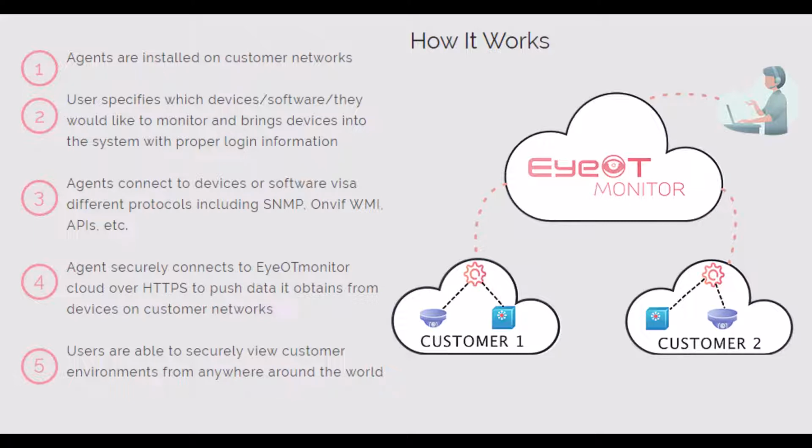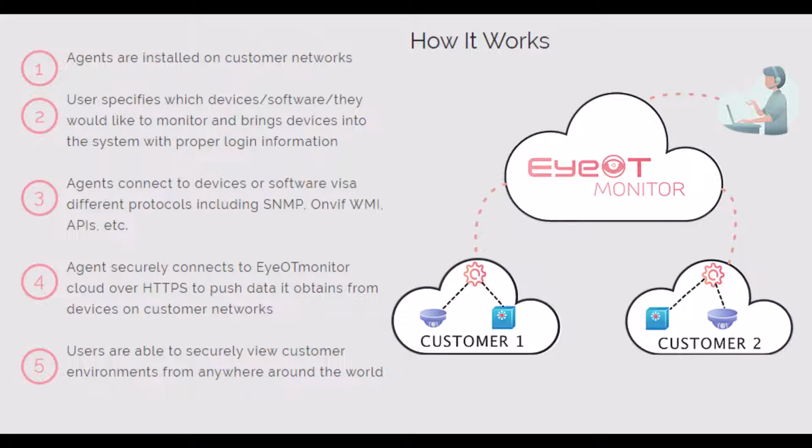EyeOTmonitor allows managed service providers, system integrators, and end users to manage and monitor physical security, smart city, and IoT networks. An agent is deployed on a customer network that pulls data from the devices or software and pushes that data to a secure cloud over HTTPS. Users can then remotely manage and monitor their networks proactively anywhere around the world. No firewall or VPN configurations are required during the installation.